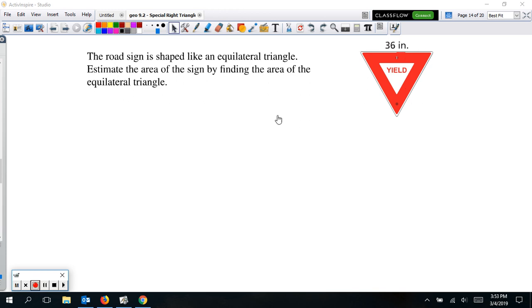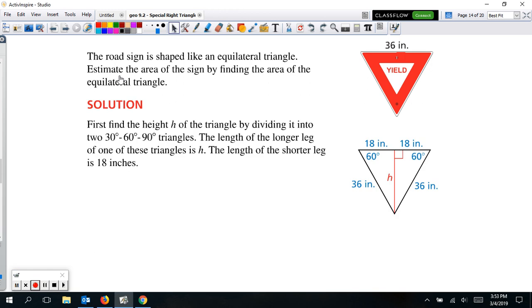So if you have an equilateral triangle, what we can do is we could figure out certain things. It says the road sign is shaped like an equilateral triangle. Estimate the area of the sign by finding the area of the equilateral triangle. So that's what we want to do there.